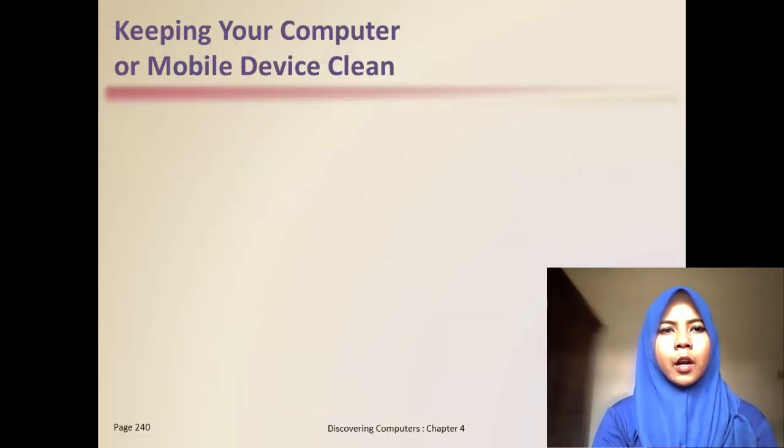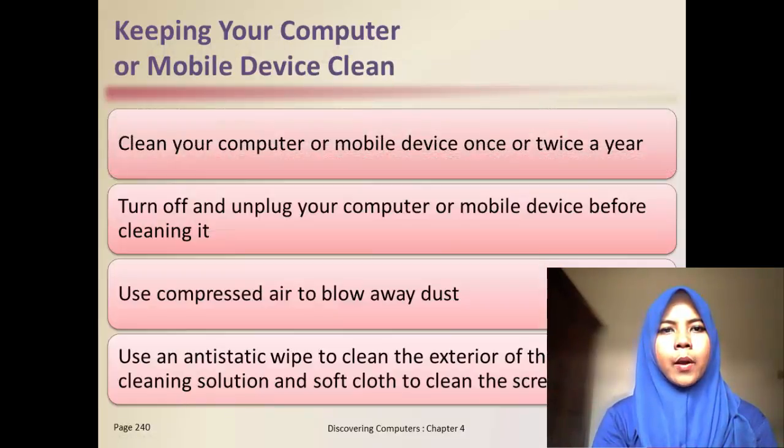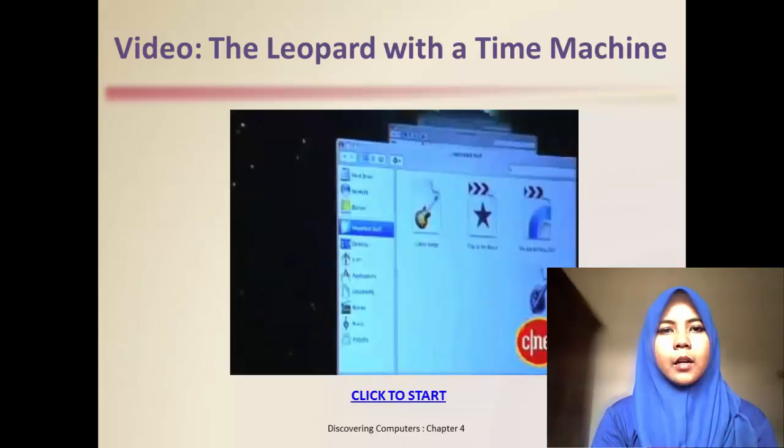Keeping your computer or mobile device clean. Clean your computer or mobile device once or twice a year. Turn off and unplug your computer or mobile device before cleaning it. Use compressed air to blow away dust. Use an anti-static wipe to clean the exterior of the case, and a cleaning solution and soft cloth to clean the screen.